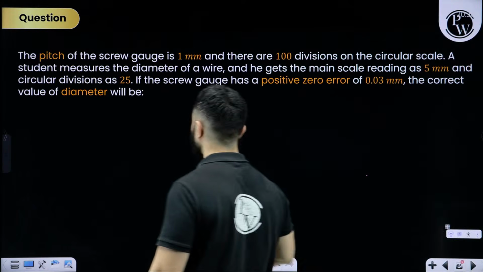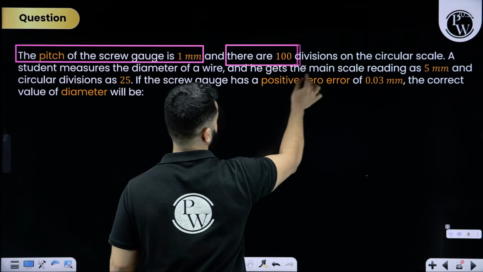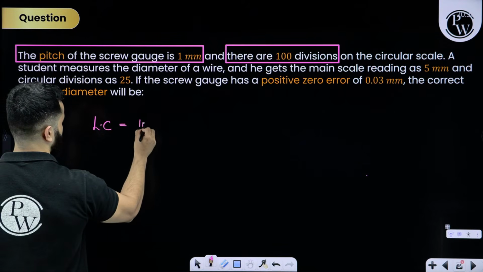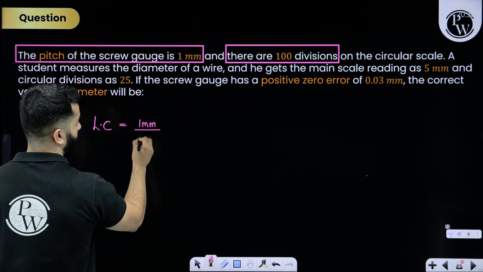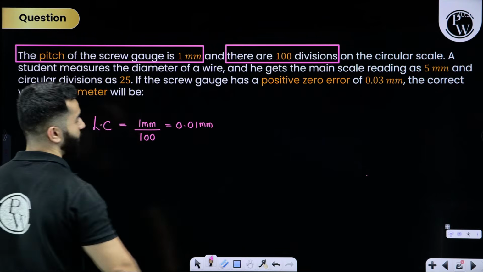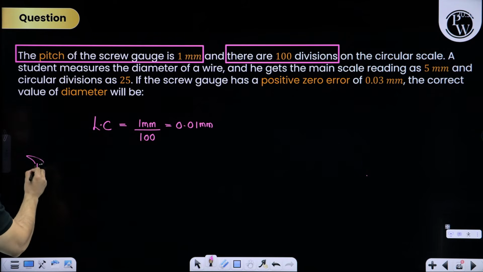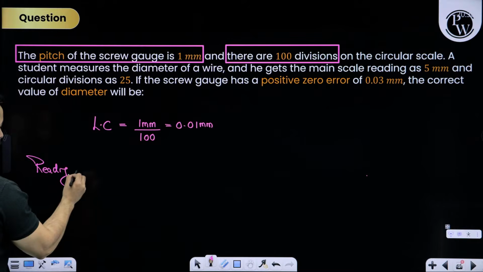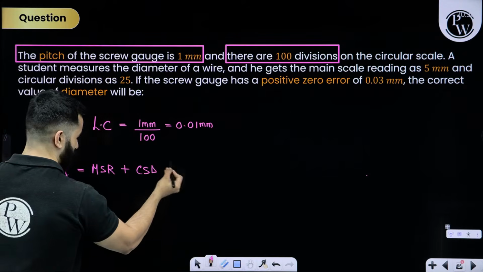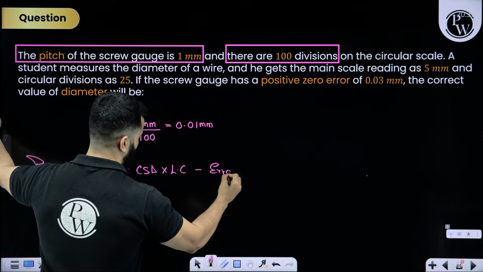Let's see. Here they have said that pitch is 1 millimeter. Divisions are 100, which means that least count will be pitch divided by 100. That means least count is 0.01 millimeter. Then they are saying a student measures the diameter, he gets the main scale reading. So finally the reading will be written like this, friends: main scale reading plus circular scale division coinciding multiplied by least count, and we always subtract error. We always subtract error.